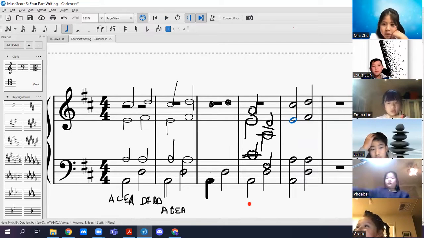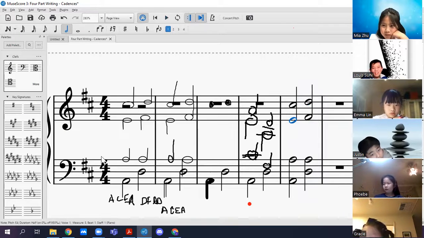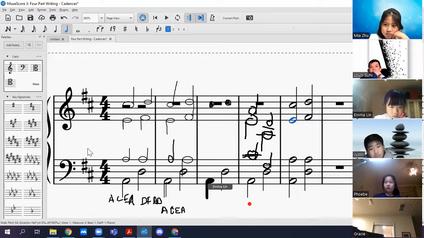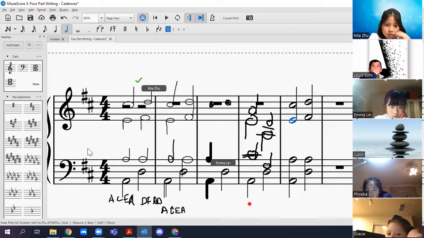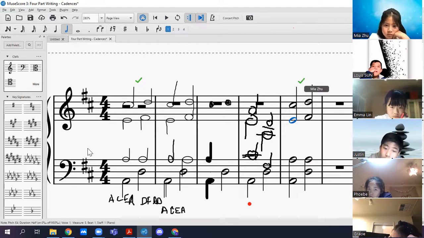Louis, can you check mine? Yes. You just copied the one first. No, I didn't. That's pretty good actually. Yes, you check mine. So Justin, is it better now? Yep. Put the stems the right way, please.